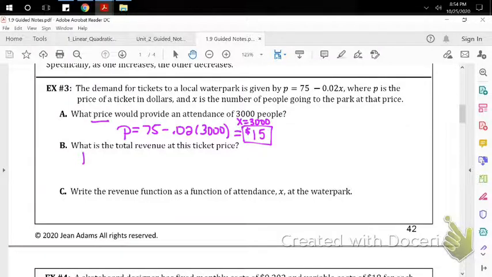It says, what is the total revenue at this ticket price? Well, remember that revenue is equal to the price times the total number. So revenue here would be the 15 times the 3,000. And so we should get 45,000. And remember, it's in dollars.